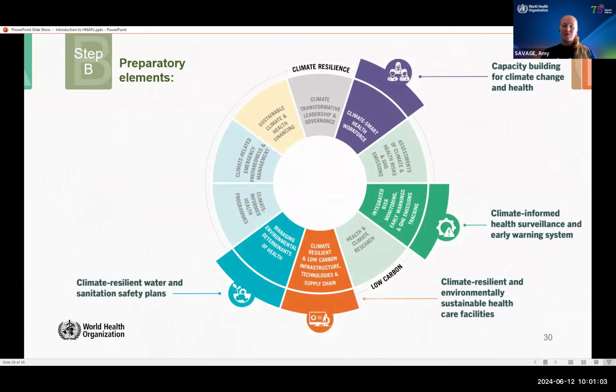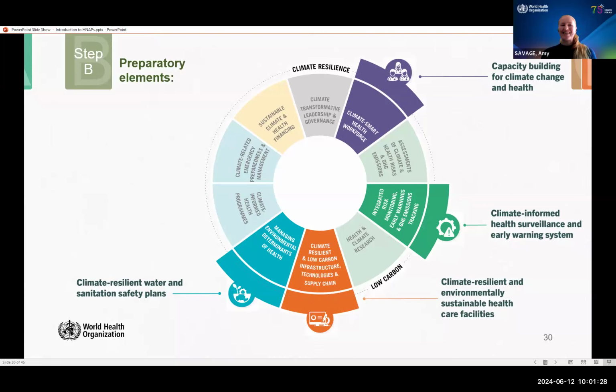But for example, we might want to include some adaptation actions on capacity building on climate change and health for the health workforce, establishing a climate-informed health surveillance and early warning system. We might want to look at our healthcare facilities and ensure that they're climate resilient and sustainable, develop climate resilient water and sanitation safety plans.